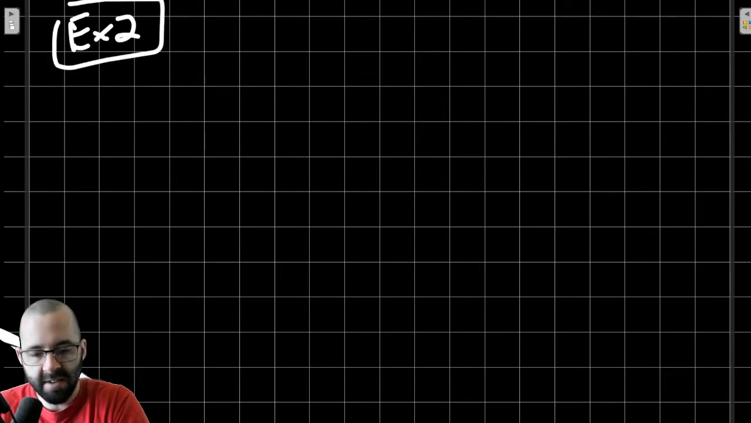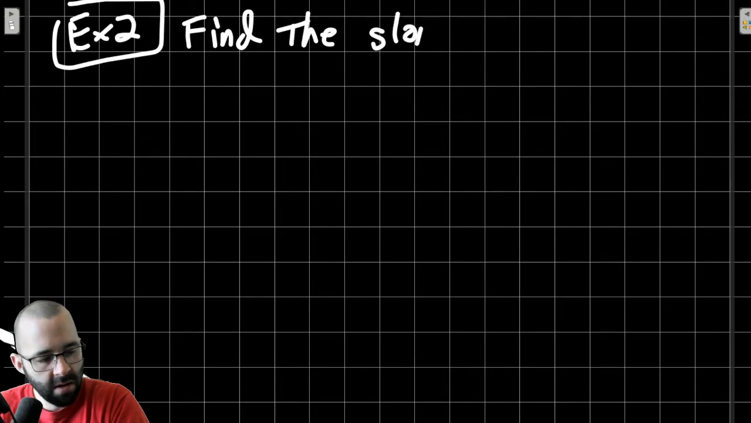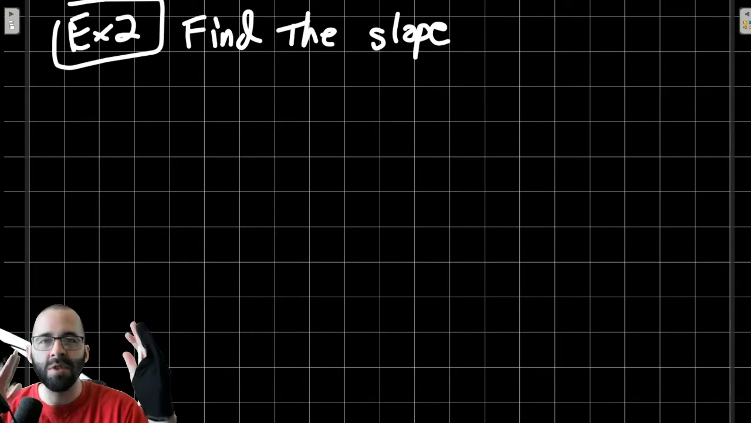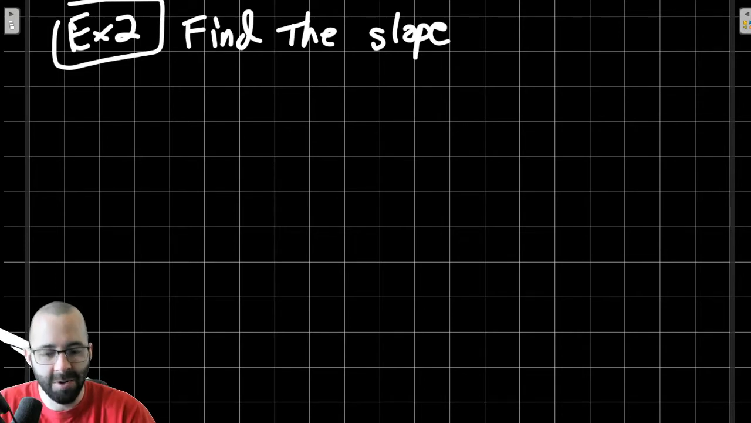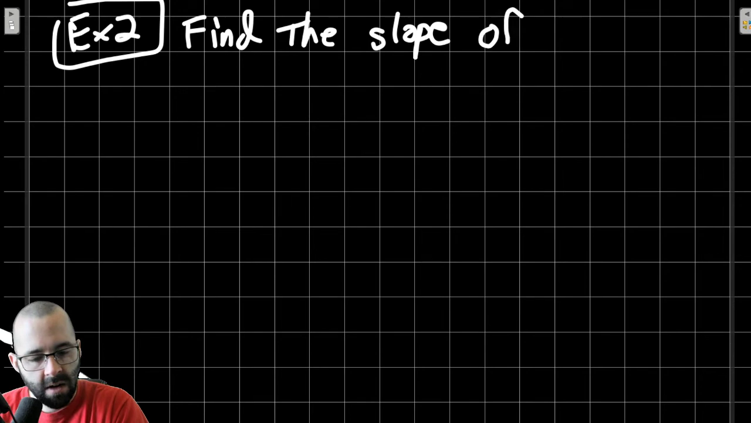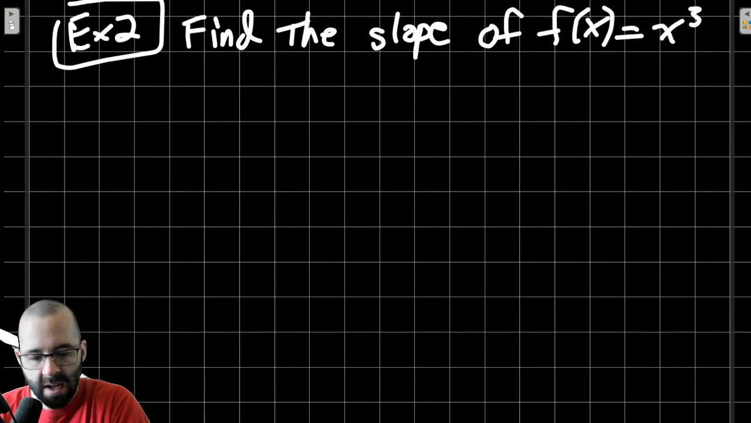Example 2, find the slope. So right off the bat, stop right there. I haven't finished the problem. Find the slope. Slope, derivative. Have that connection in your head. We're going to be finding a derivative here. So find the slope of f of x equals x cubed at x equals 1.